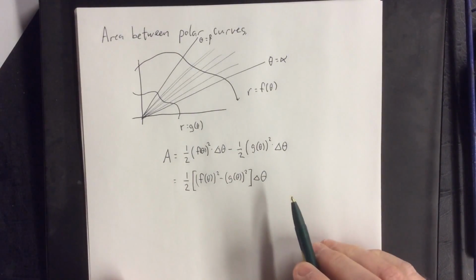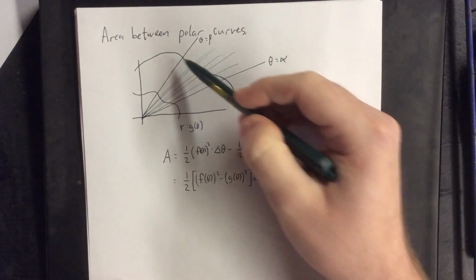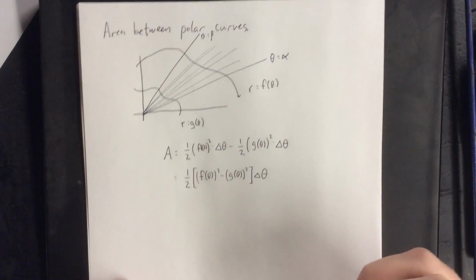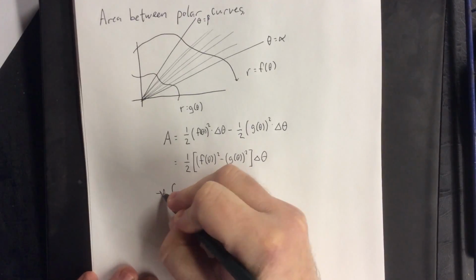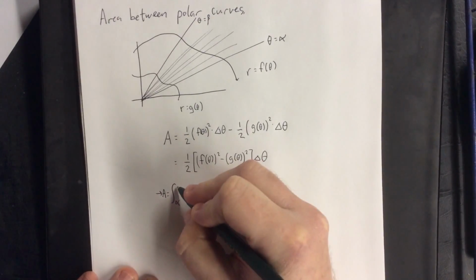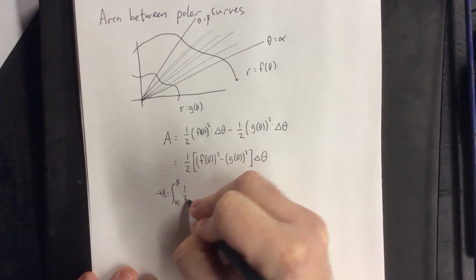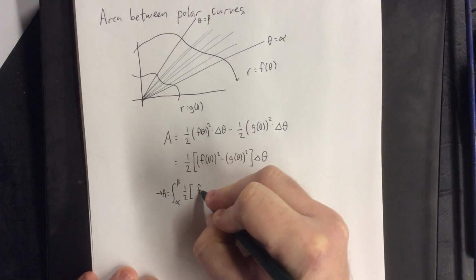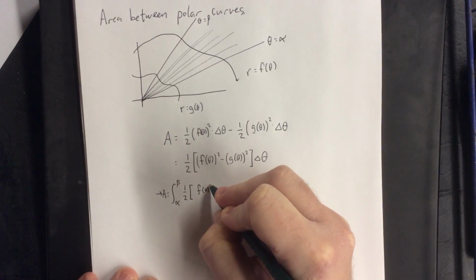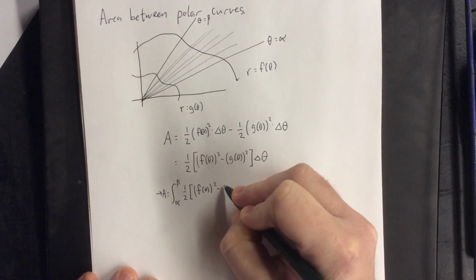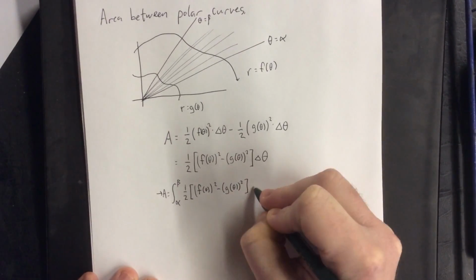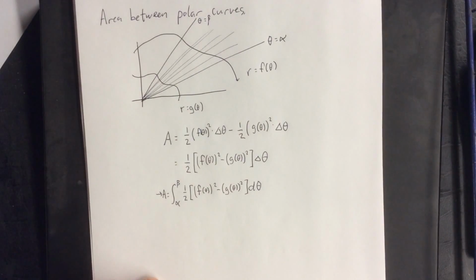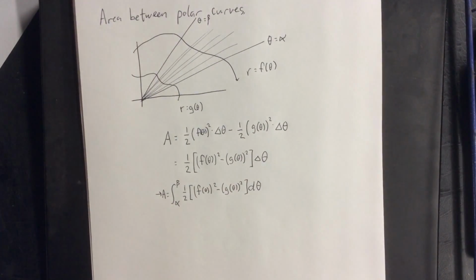Now, once again, we'll need to sum all of these up over all of the intervals, and then take a limit as n goes to infinity, and then poof, an integral. The total area is going to be equal to the definite integral from alpha to beta of 1/2 of your outer radius squared minus your inner radius squared d theta. And again, that's a formula we can use in a couple of examples in our next video.